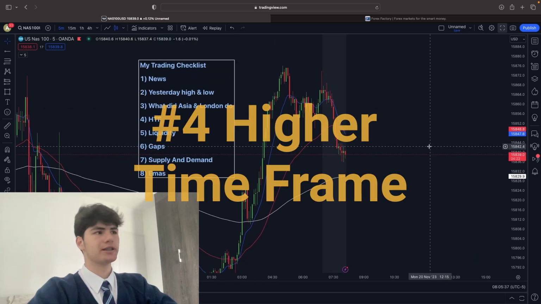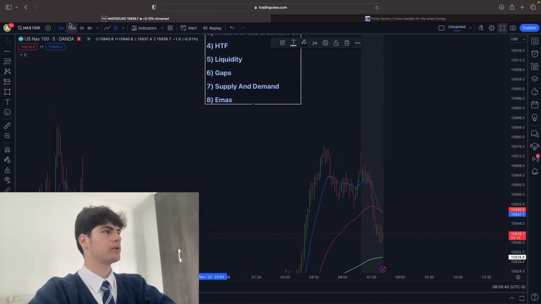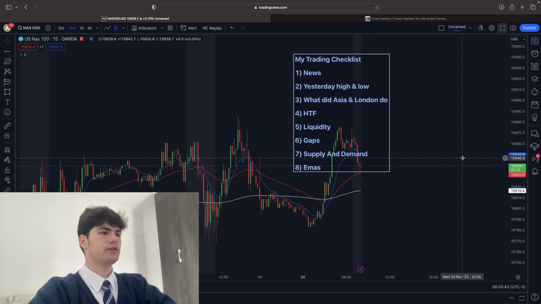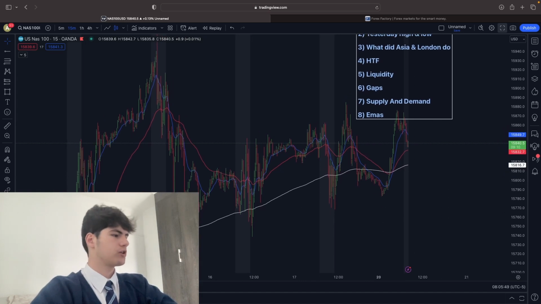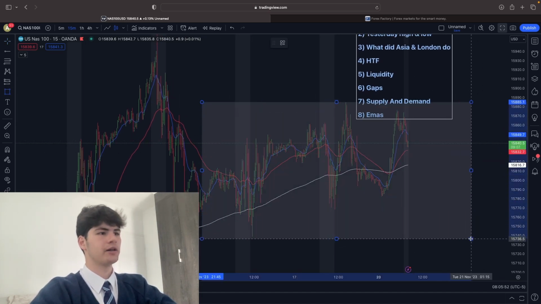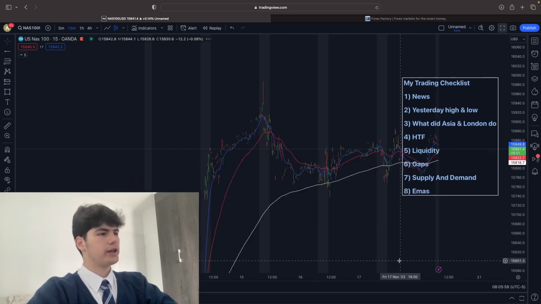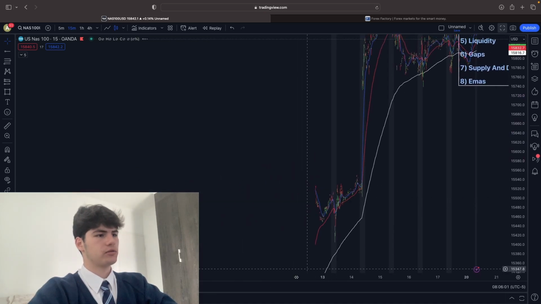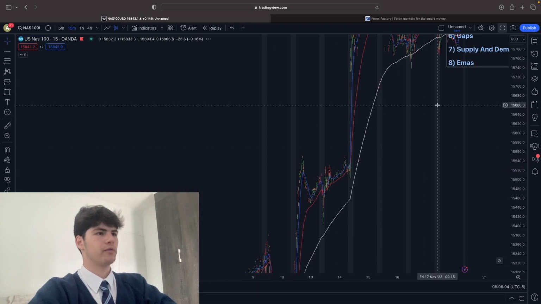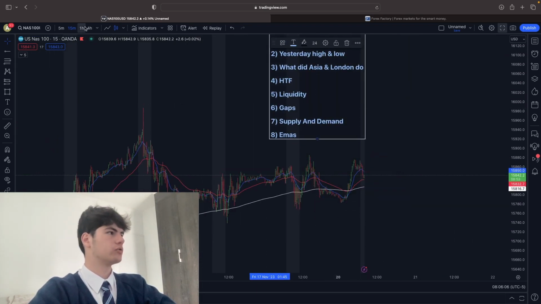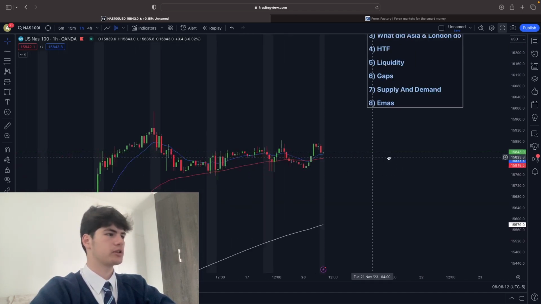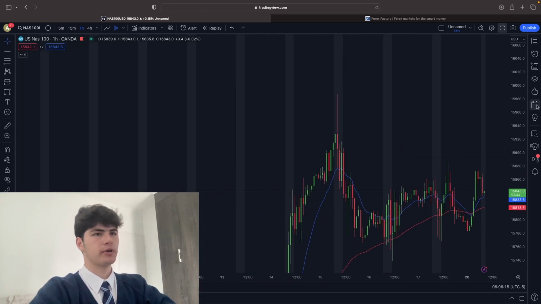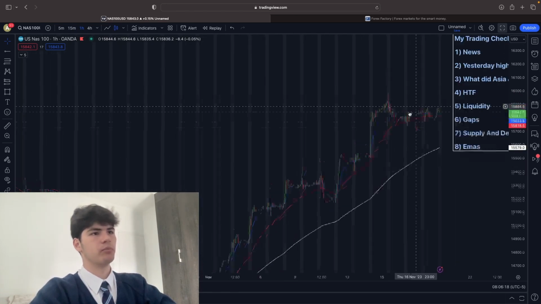Then the next thing I do is look at the higher time frame. I'm just going to move this out of the way. On the 15 minute, it has been consolidating a bit, between here. There's no proper trend, it's just going up and down, but overall it is bullish. If you zoom out, we've been bullish for a while. After the 15 minute, I go to the 1 hour. The 1 hour is also consolidating a bit right here, but overall, if we zoom out, it has been bullish.